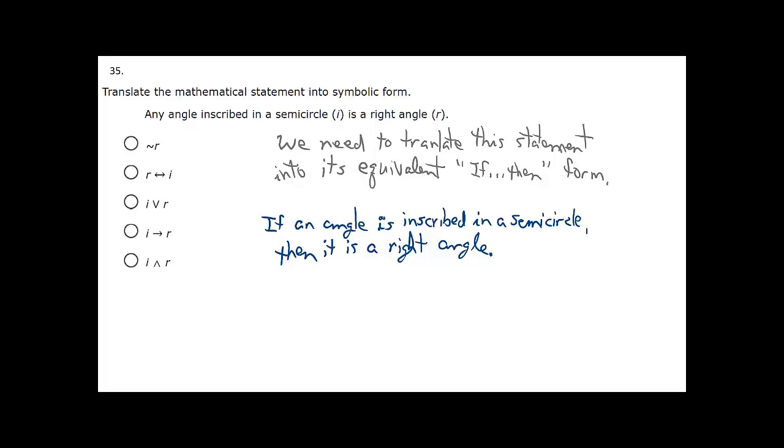We've talked about that in class and in homework. I'm not going to belabor it again, but you have to be at the point where you can read that first sentence and translate it correctly into an implication. Once you do that, you're home free, because an angle inscribed in a semicircle is what we call I, and it's a right angle is what we're calling R, so it would be the fourth choice. I implies R.